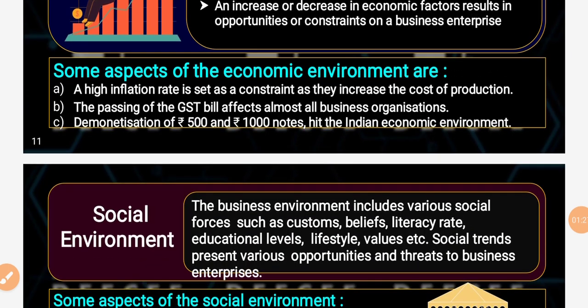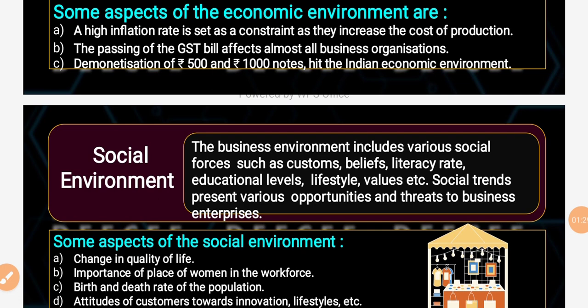Now we can take a few examples of economic environment. Like a high inflation rate which is going to increase the cost of production, or there may be an announcement of GST by the government, or a demonetization policy in which currency of 500 notes and 1000 notes were banned by the government. And all these announcements and factors are going to impact the economy as a whole. So these are part of economic environment, or we can say economic dimension.